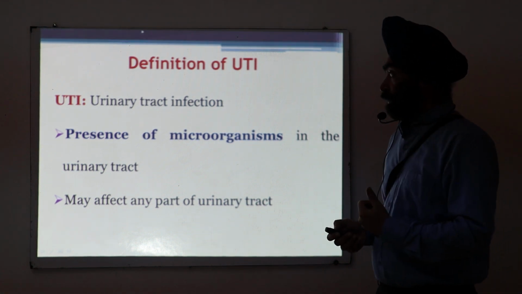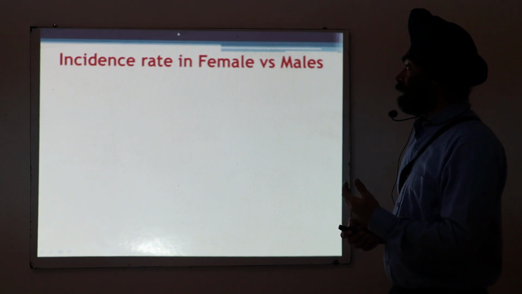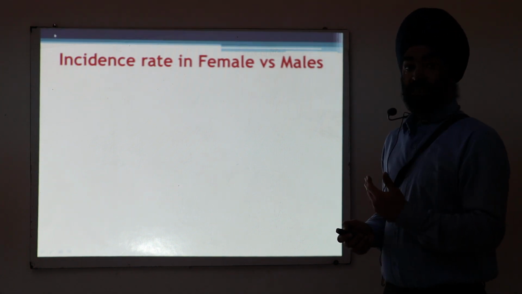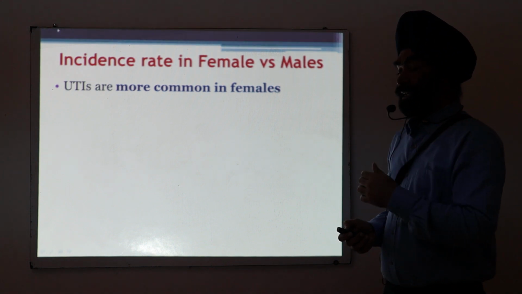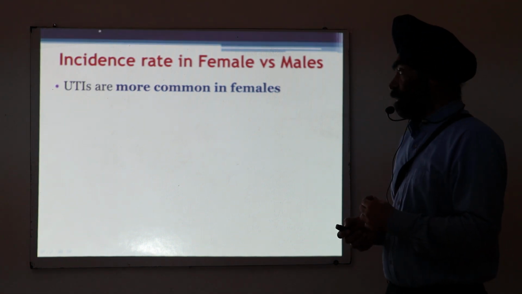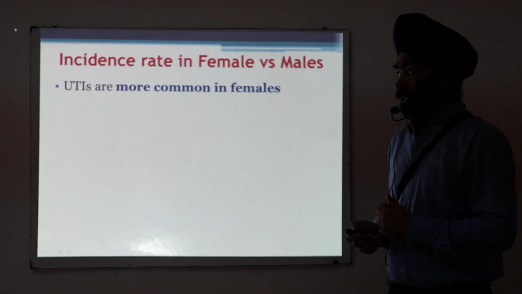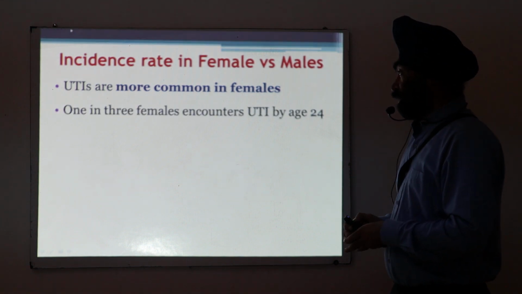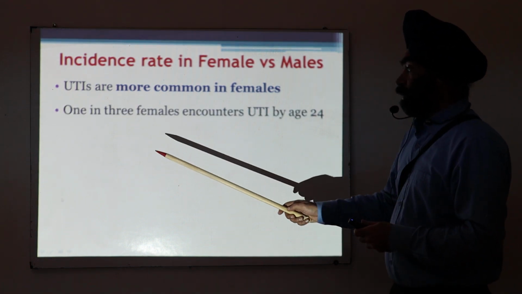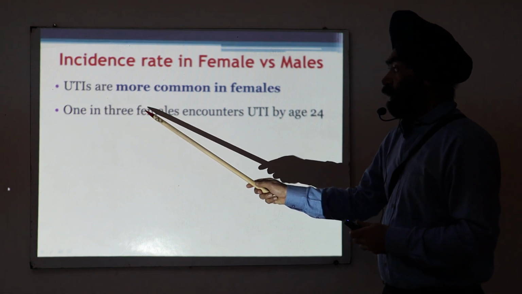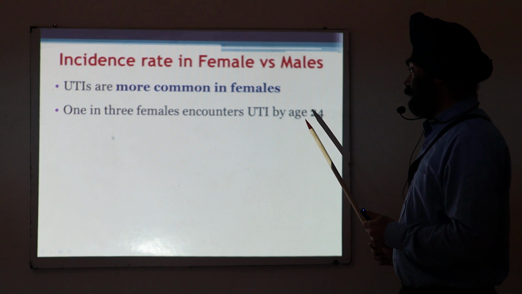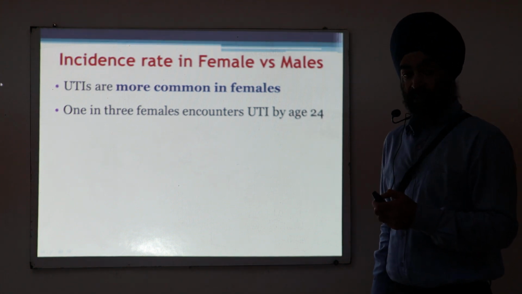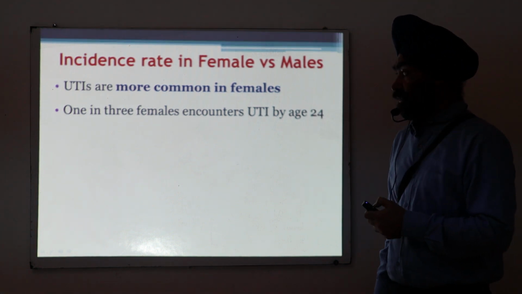Okay. So now coming down to the incidence rate in females versus males. You have to remember that UTIs are more common in females in comparison to males. And the ratio is approximately one female out of every 3 females suffer from UTI by the age of 24. So this is such a high incidence of UTI in females.